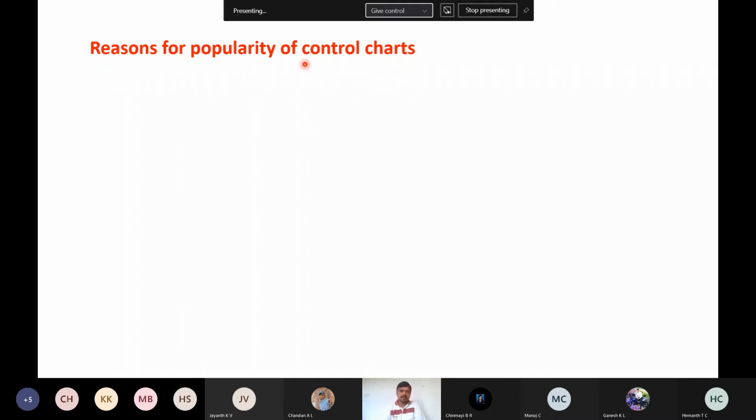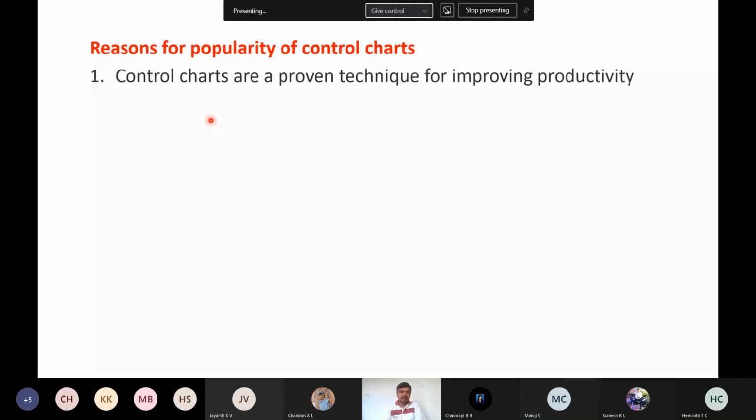Okay, reasons for popularity of control charts in the field of quality control. Why are these extensively used in industries? These are the reasons. Quality control charts are a proven technique for improving productivity. If you make use of control charts, you can reduce the number of defectives. If you are able to reduce the number of defectives, obviously that will result in improving productivity.